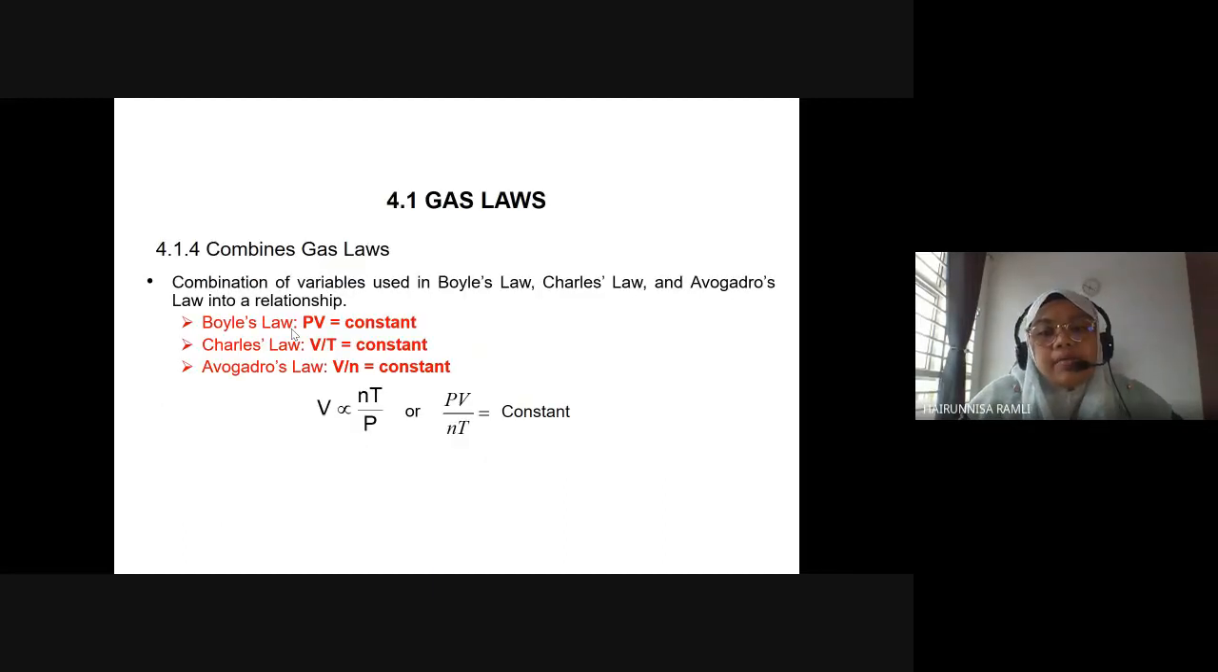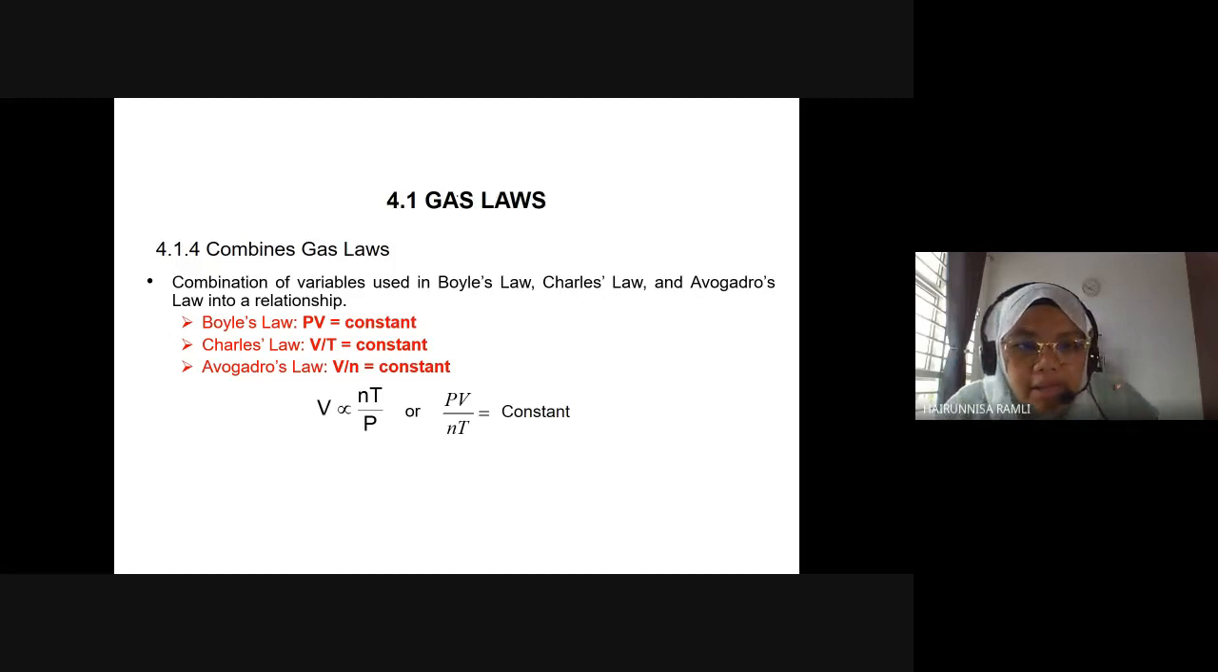Okay, so after you have finished all the law yang dah belajar. Boyle's law, PV, Charles law, V and T, and Avogadro's V dengan N. We actually can combine all of these together in order to get other relationship. Contoh macam kita ada P dengan V, V, T, V, N. Kita tak ada P dengan T kan? P dengan T ataupun P dengan N, contohlah. You nak buat relationship tu tak ada.